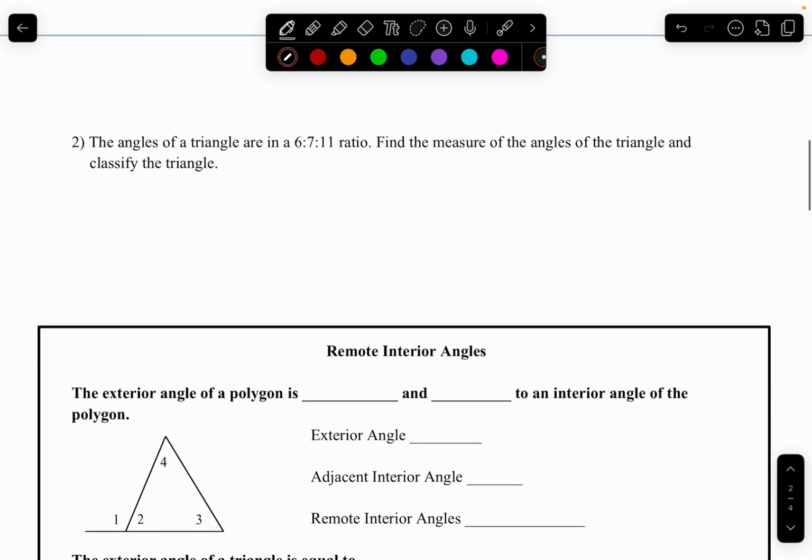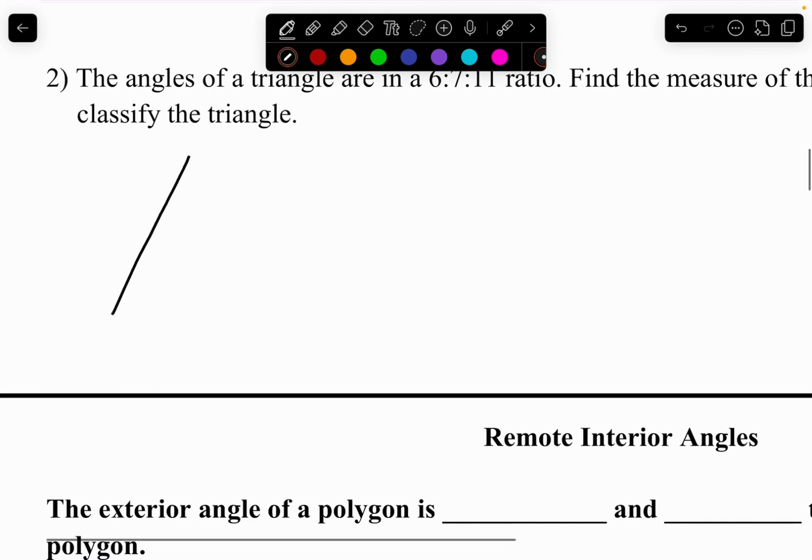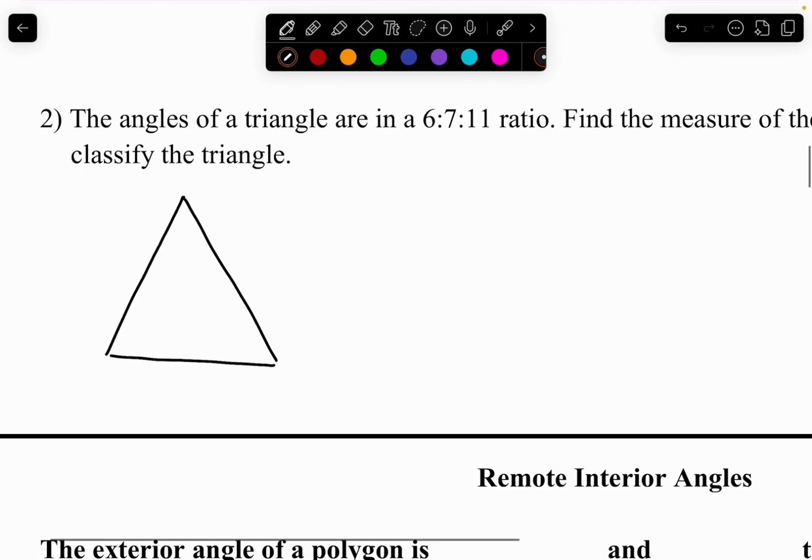All right. Going down to number 2, the angles of a triangle are in a 6, 7, 11 ratio. Find the measures of the angles of the triangle and classify the triangle. So just like with the problem before it, I'm going to go ahead and draw my triangle. If my triangle angles are in a 6, 7, 11 ratio, that means that whatever x is, or whatever our unknown is, like let's say that x was 2, then one angle would be 12, one would be 14, and one would be 22, because whatever your ratio is, it's your angles with the same multiplier.